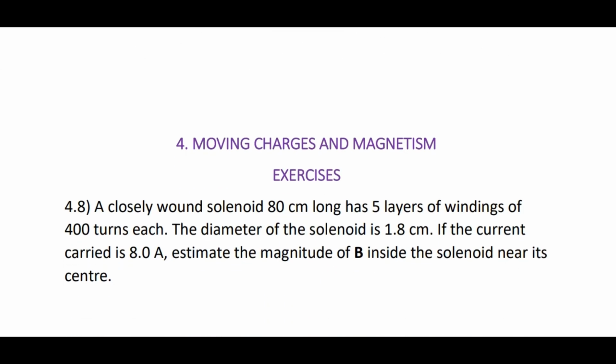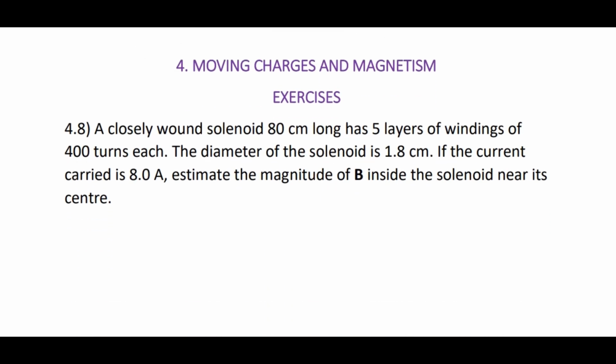Coming to 4.8. A closely wound solenoid 80 cm long has 5 layers of windings of 400 turns each. The diameter of the solenoid is 1.8 cm. If the current carried is 8 ampere, estimate the magnitude of B inside the solenoid near its center.